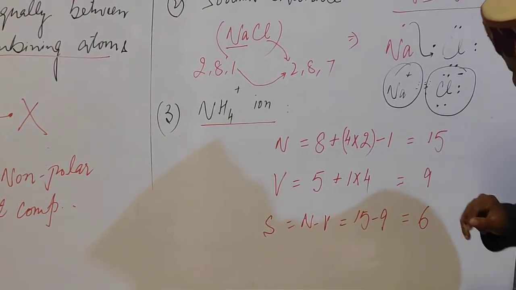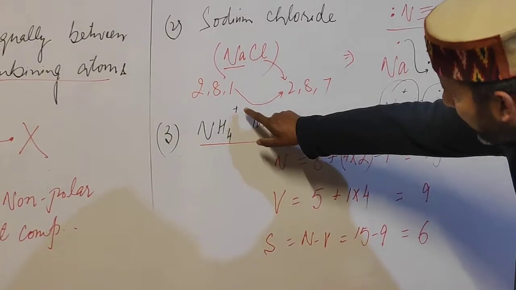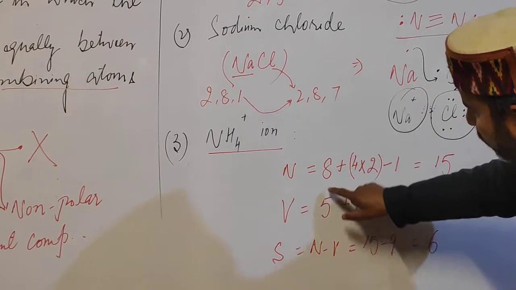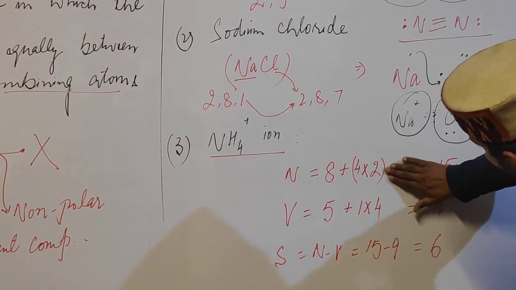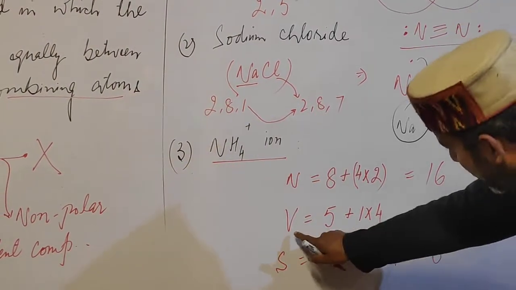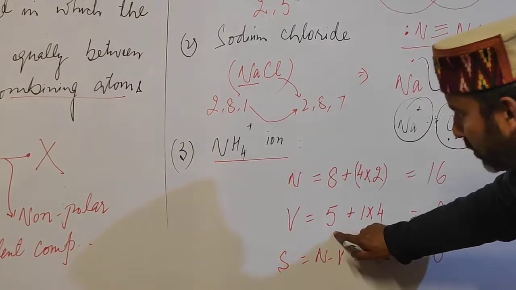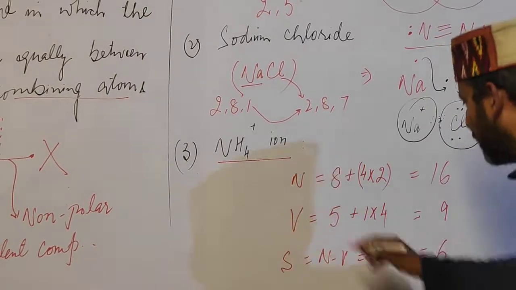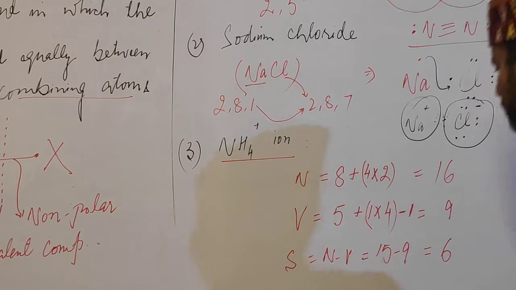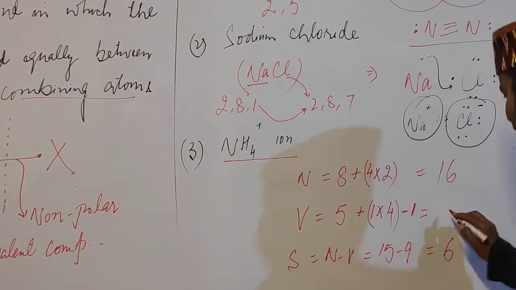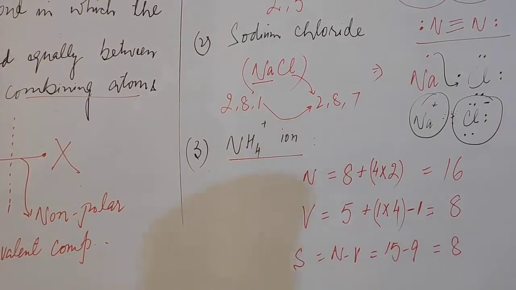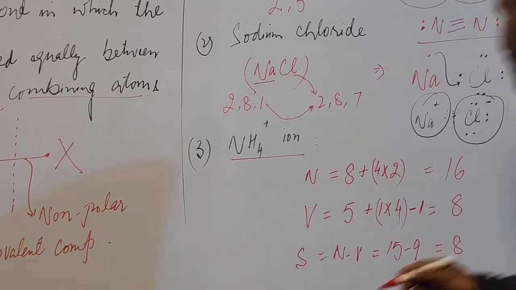Students, I have made a mistake here. Actually, we have to subtract this 1 electron from V, not N. So we have 8 electrons. Nitrogen will try to have 8. Hydrogens will try to have 2 each. So this is not 15 but 16. For V, we have 5 valence electrons of nitrogen. Hydrogens have 4. And now we'll subtract 1 because the ammonium ion has 1 positive charge. So this is now 8. And the difference of 16 and 8 is 8. So there are 8 electrons which are shared.